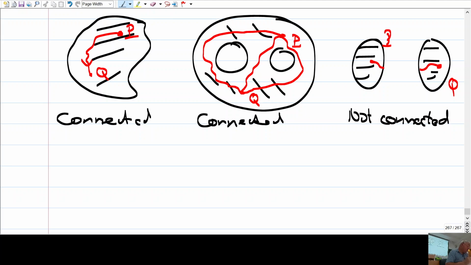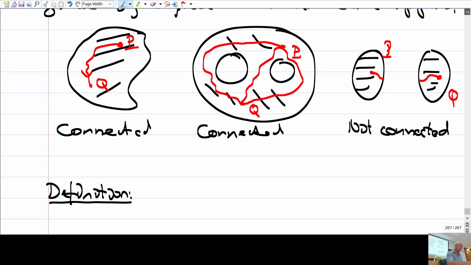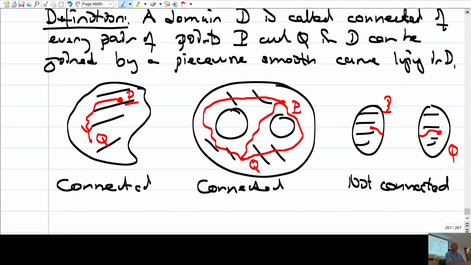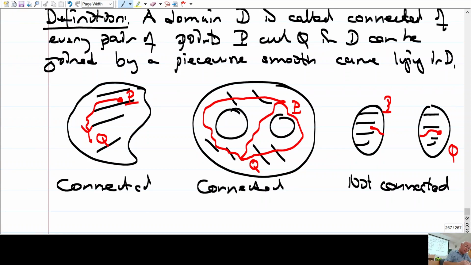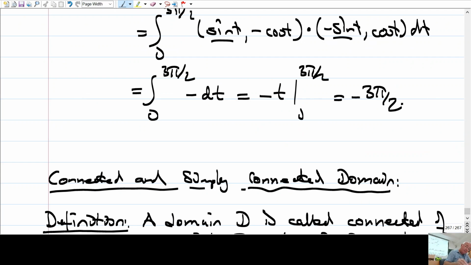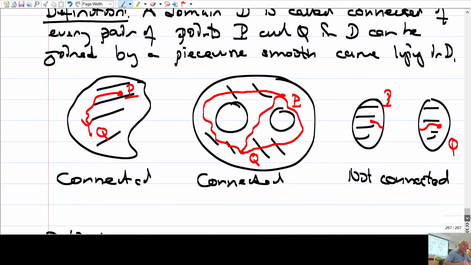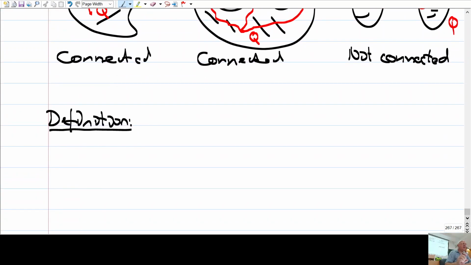Now, there is another notion. This is the preparation for a theorem we will state about conservative fields. Okay, that's why we are doing this topological work. This is known as topology. So what is simply connected? I said connected and simply connected. Simply connected means there is essentially one way of joining any 2 points.